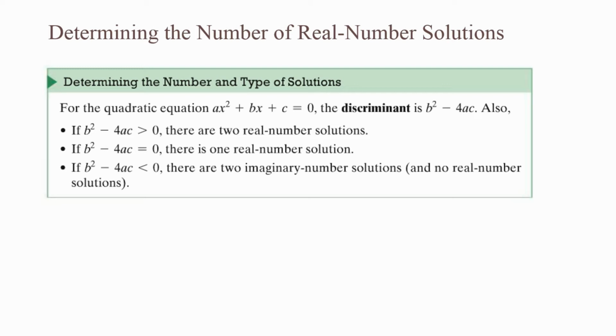For the quadratic equation ax squared plus bx plus c equals 0, the discriminant is b squared minus 4ac. If b squared minus 4ac is greater than 0, that means there are two real number solutions. The two real number solutions may or may not include a square root. If b squared minus 4ac equals 0, there is one real number solution. This is going to be when you have a perfect square trinomial. If b squared minus 4ac is less than 0, then there are two imaginary solutions and no real number solutions.